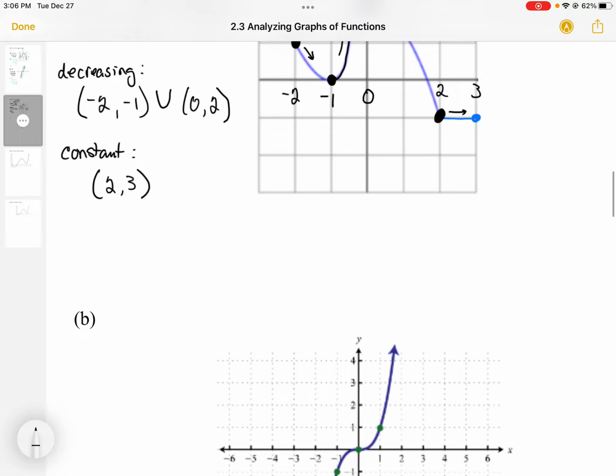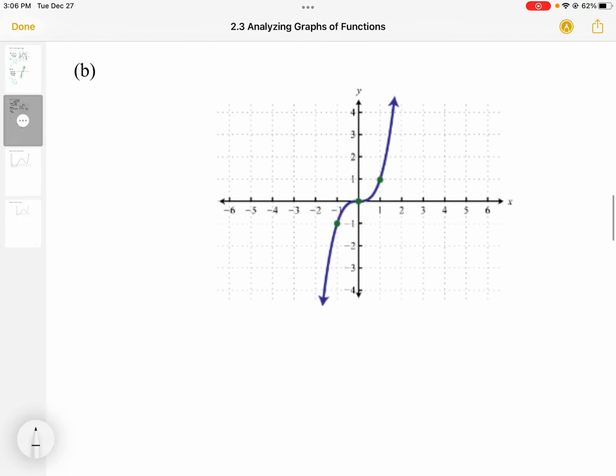Now let's just look at a second example, B. Now notice this graph does have arrows on either end. So if we think about this, if we start all the way on the left and we read the graph to the right, okay, so we're starting way down here and we are traveling on that graph. We are going up, up, up. So we are increasing right here.